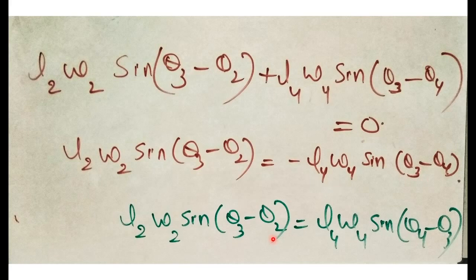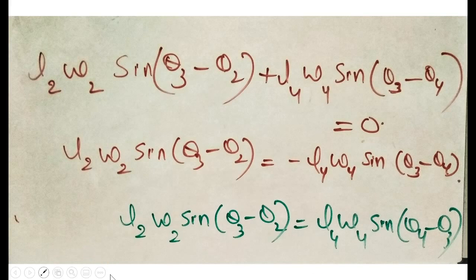In the next line, you have to eliminate this negative sign. So if you multiply into sine, minus sine A will be sine of minus A. Okay. Then when you apply that, you will get L2 omega 2 sine theta 3 minus theta 2 equal to L4 omega 4 into sine theta 4 minus theta 3. Instead of theta 3 minus theta 4, we have eliminated the negative sign. So this is your pre-final expression. Okay.